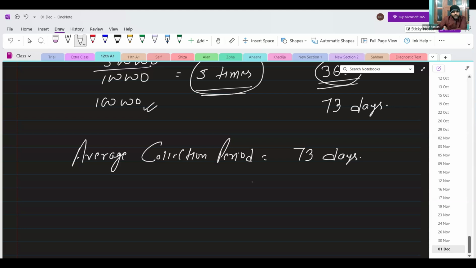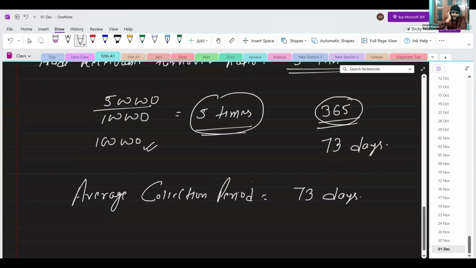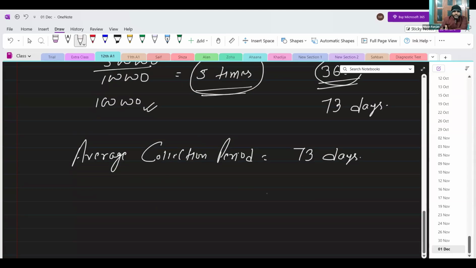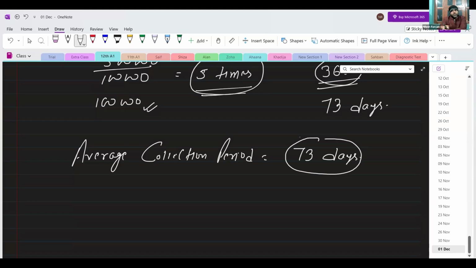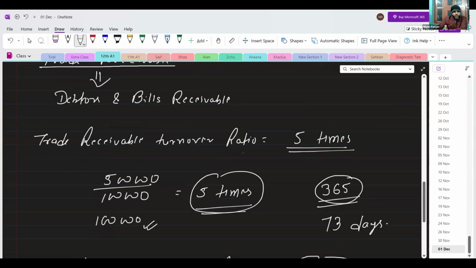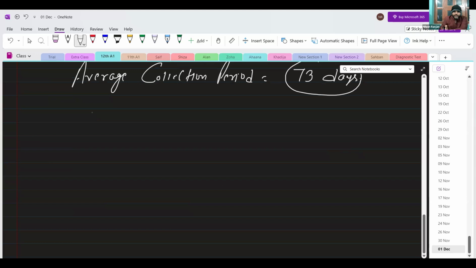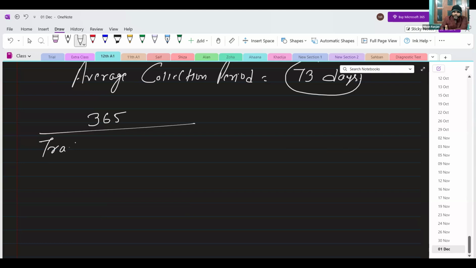Now, one more thing we have to understand: average collection period, we have calculated 73 days. The formula we have written, average collection period, is 365 divided by trade receivable turnover ratio. The second formula is just the expansion of this. Why I'm saying this, you will understand.